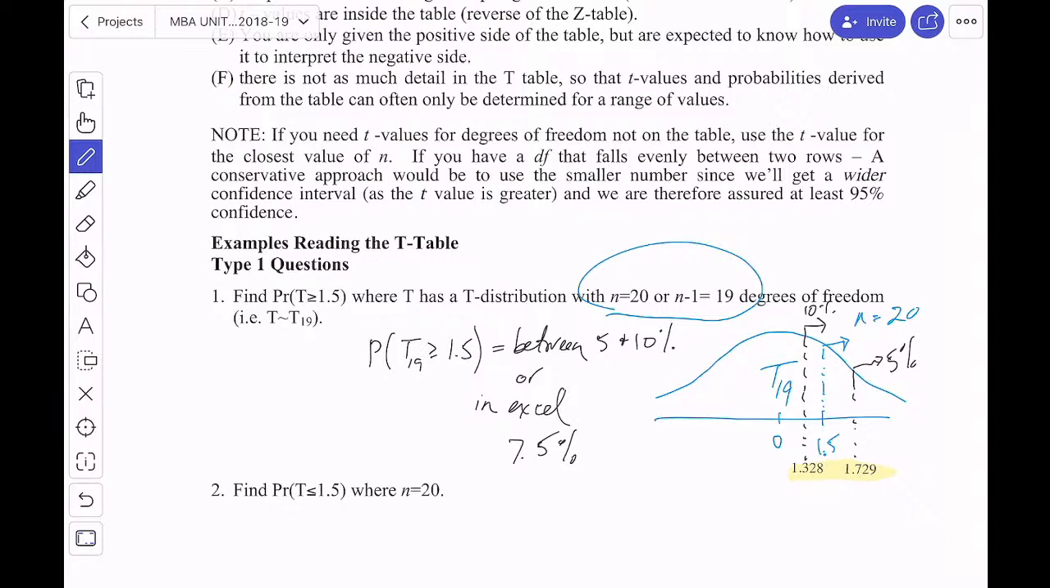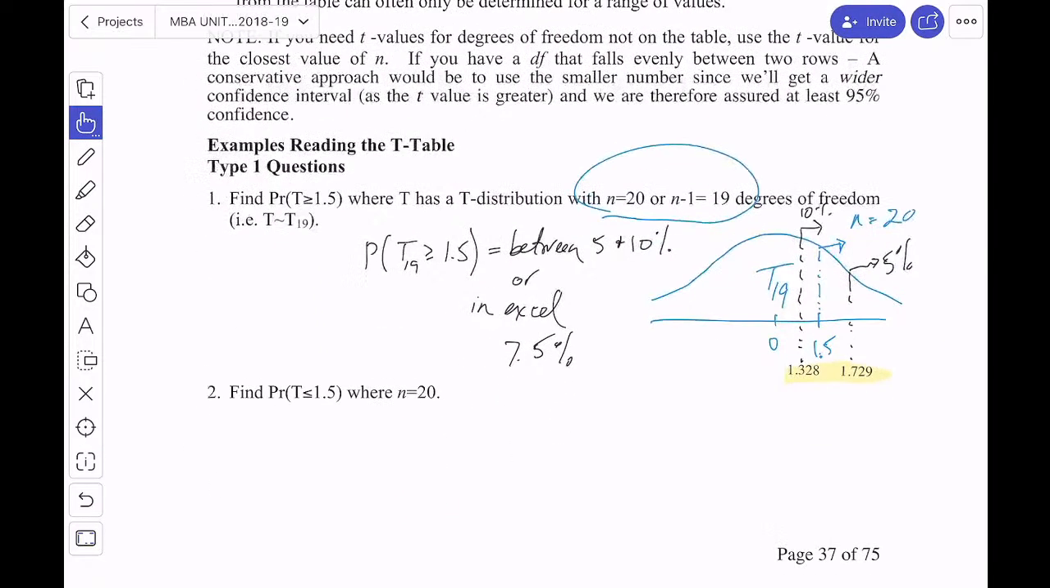All right, next one. What if we want to go left? Actually, we already have that answer because I did it in Excel, but how would we go left? What would change? We draw a picture.